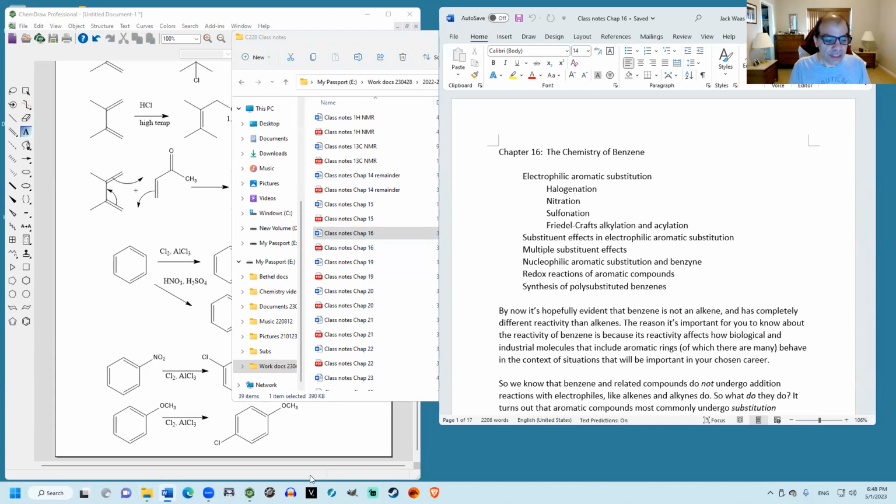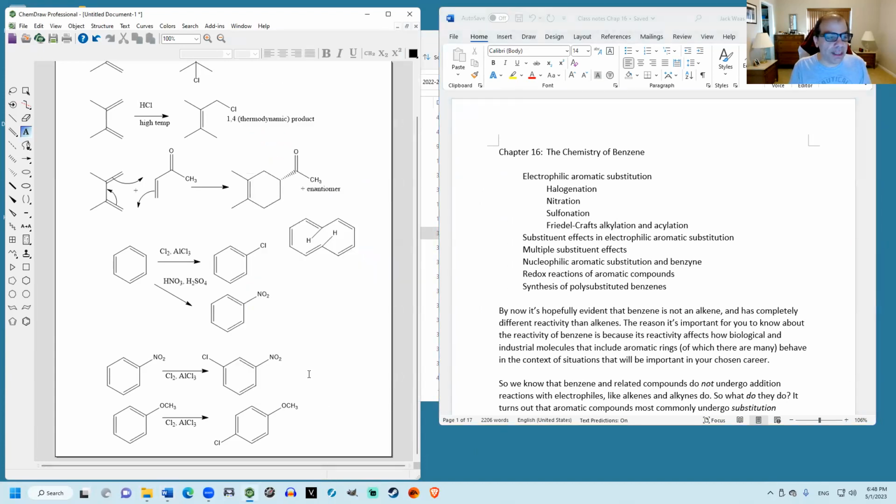This chapter is showing us finally what aromatic compounds do. We know that benzene is not an alkene, but benzene is special, as are the other aromatic compounds, though I think we'll mainly use benzene when it comes to reactions. And we said that benzene does not undergo electrophilic addition reactions like alkenes do. We learned that back in chapter 8 in Organic 1. Rather, benzene undergoes electrophilic substitution reactions.